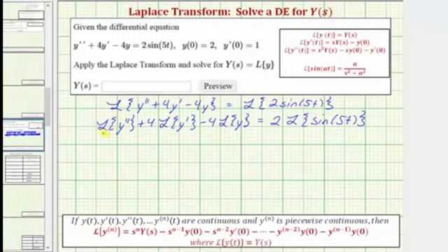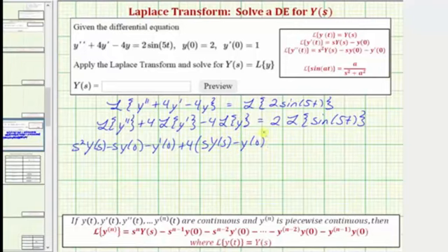So again, the Laplace transform of y double prime is equal to s squared times big Y of s minus s times y of 0 minus y prime of 0. And then we have plus 4 times the Laplace transform of y prime, again, is s times big Y of s minus y of 0. Then we have minus 4 times the Laplace transform of y, which is big Y of s, equals 2 times the Laplace transform of sine 5t.